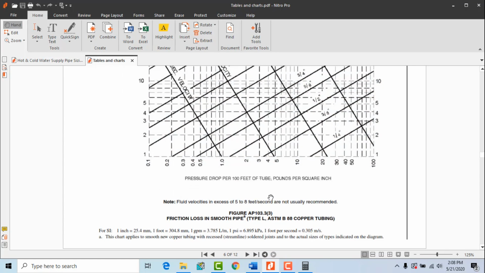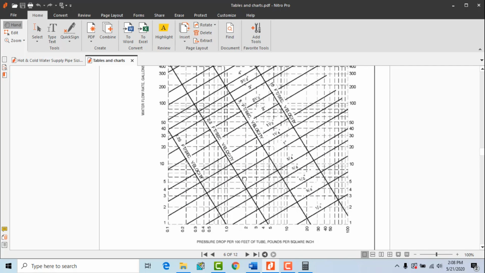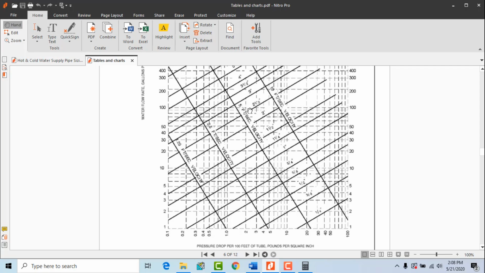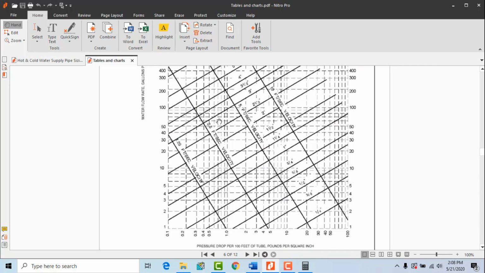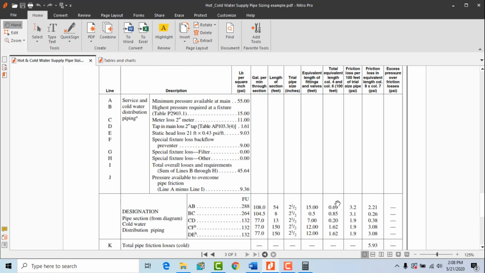This is copper L, again the same. We know that our calculated GPM is 108 and the trial pipe size is 2.5 inch. So 108 must be somewhere here, and the trial pipe size 2.5 inch, and go below and you will find here that the friction pressure drop per 100 feet is about 3.2. So we have to write this 3.2 friction loss per 100 feet based on this trial pipe size of 2.5 inch.